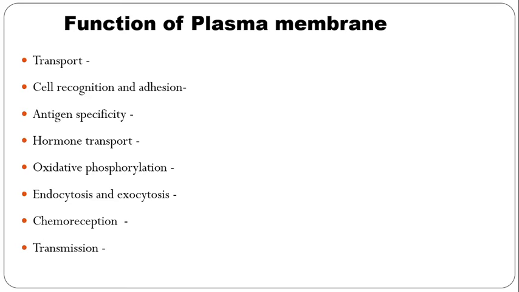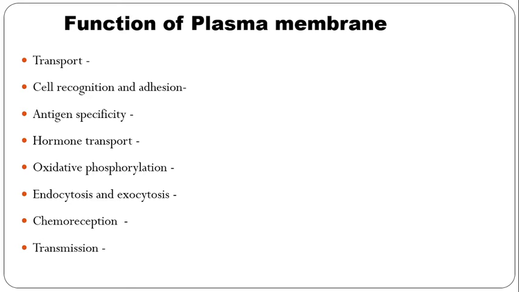So, hormone transport also occurs in the plasma membrane. Then the fifth one is oxidative phosphorylation. In oxidative phosphorylation, the inner membrane of the mitochondria and the plasma membrane of bacteria contain the electron transport chain, which plays an important role in cell respiration.